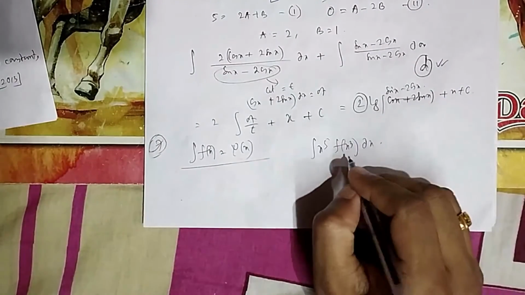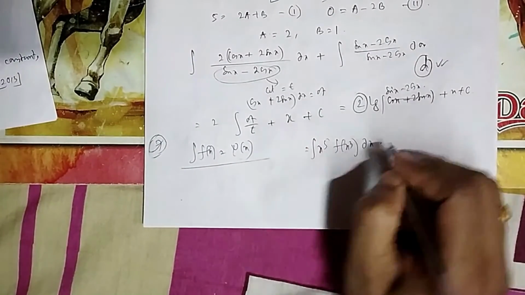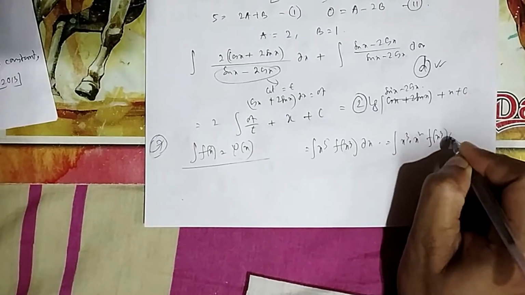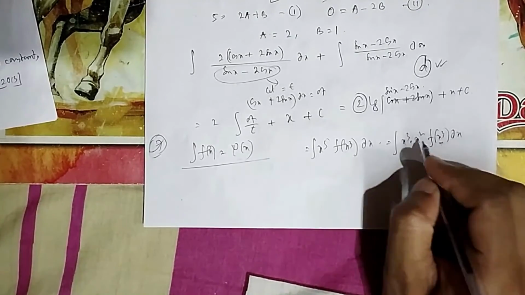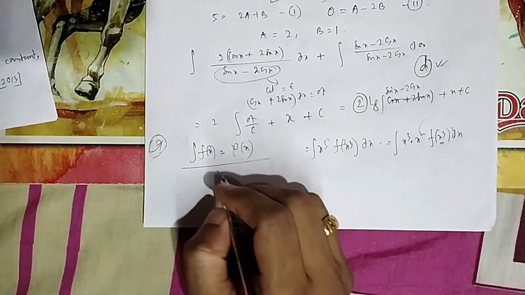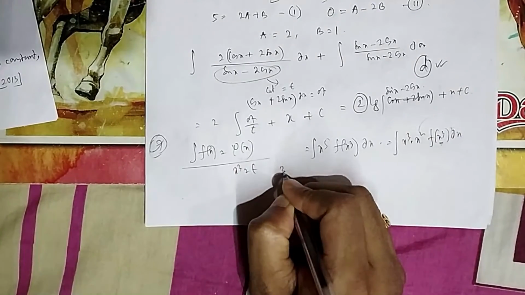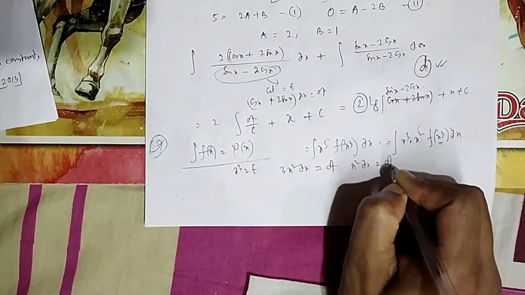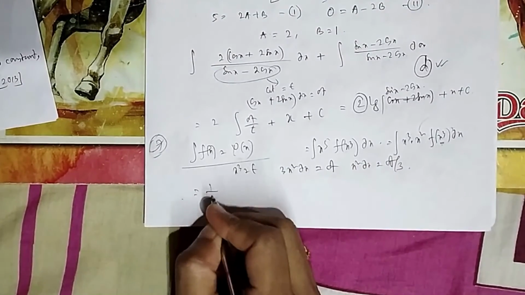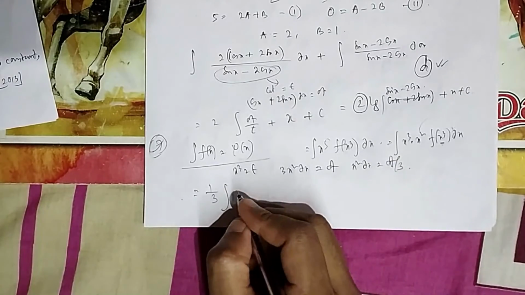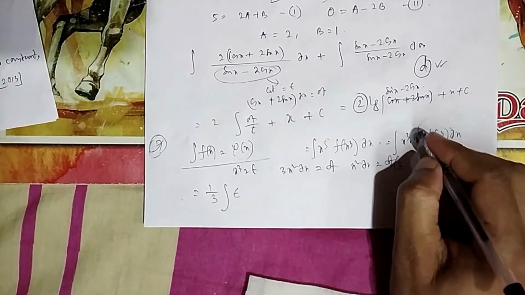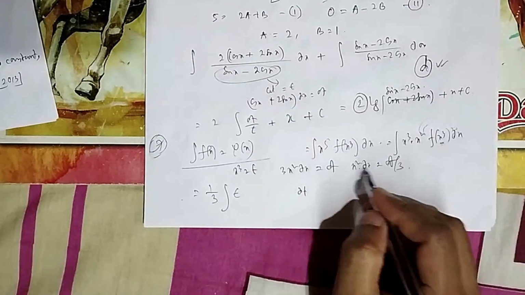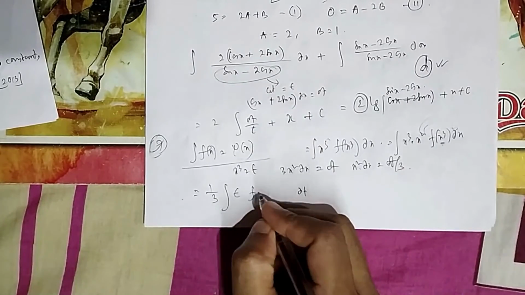To do that, I take this one as x cube into x square f(x cube), by substitution. I think you have done this one. You take x cube equal to t, so 3x square dx equal to dt, which will give you x square dx equal to dt by 3. So it will be 1 by 3, and instead of x cube it will be t, and x square dx becomes dt by 3, and f(x cube) is f(t).